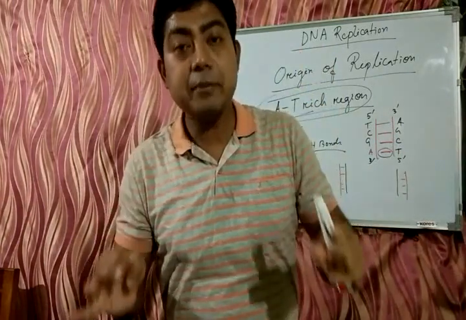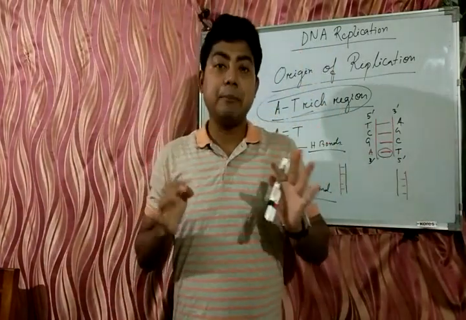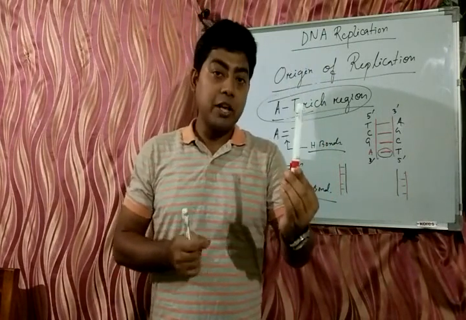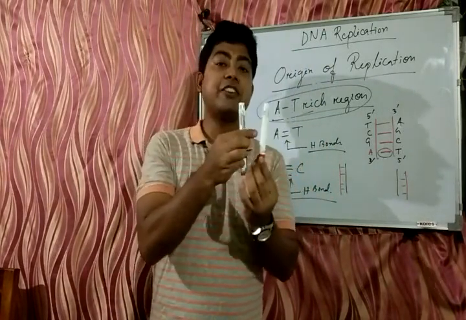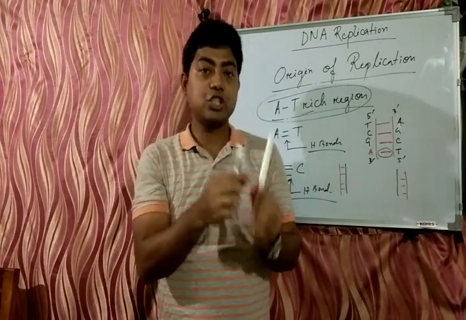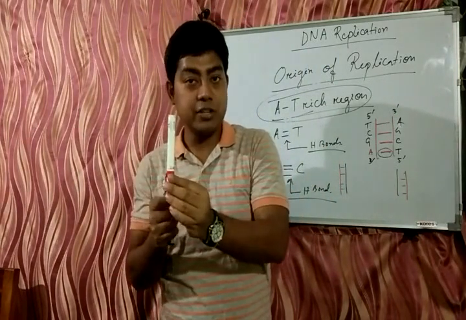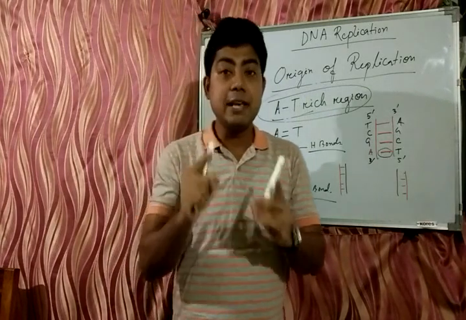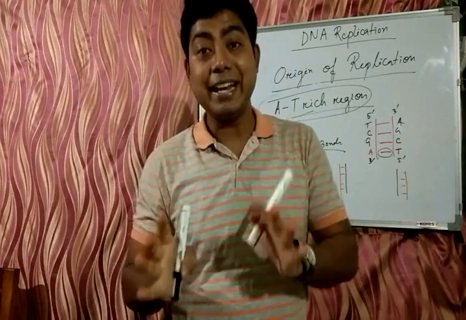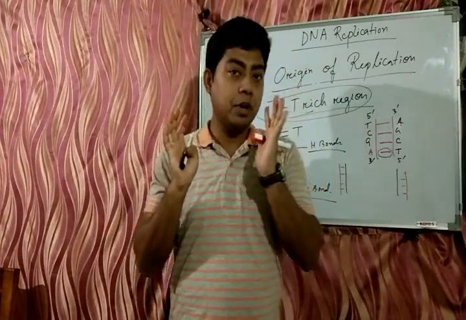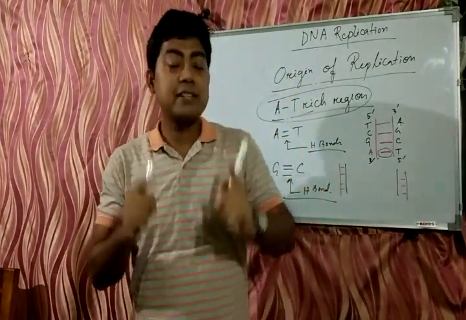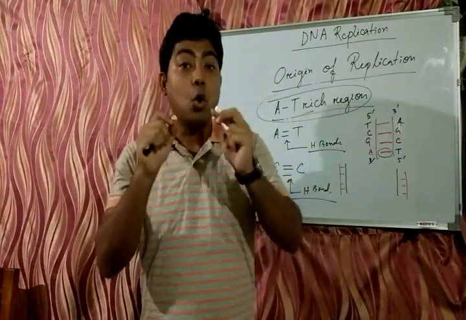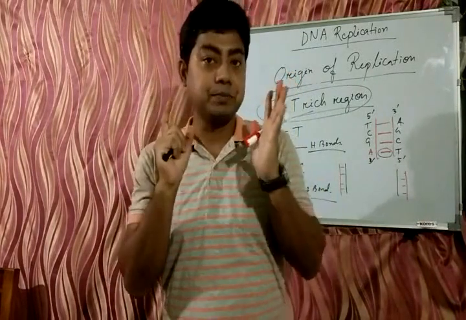So what is the semi-conservative mode of DNA replication? That means one strand is old, and based on that strand, a new strand is synthesized. Like that, based on the other old strand, a new strand is synthesized. That process is called the semi-conservative mode of DNA replication. And that replication process starts at some points, and those points are called origins of replication.